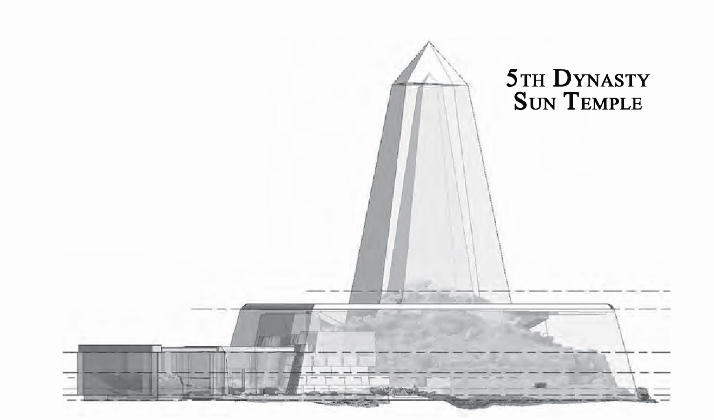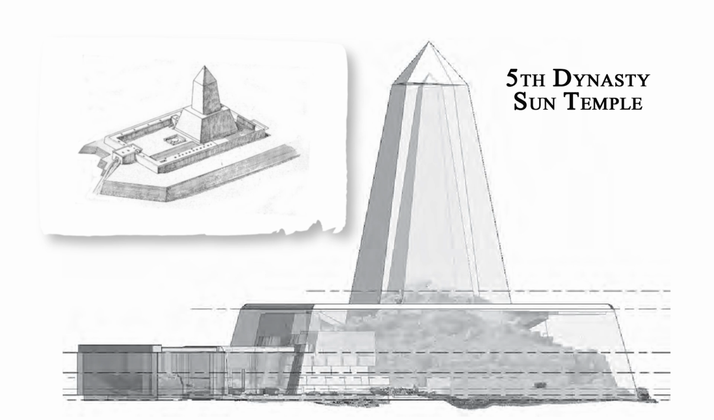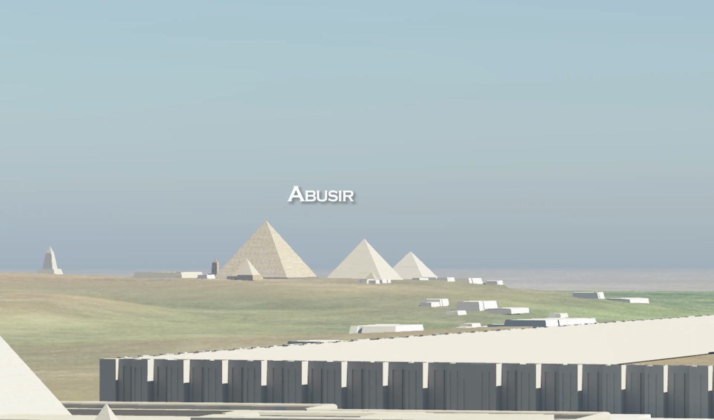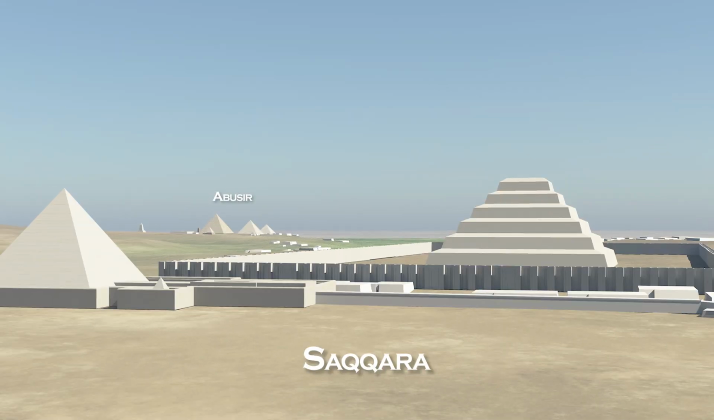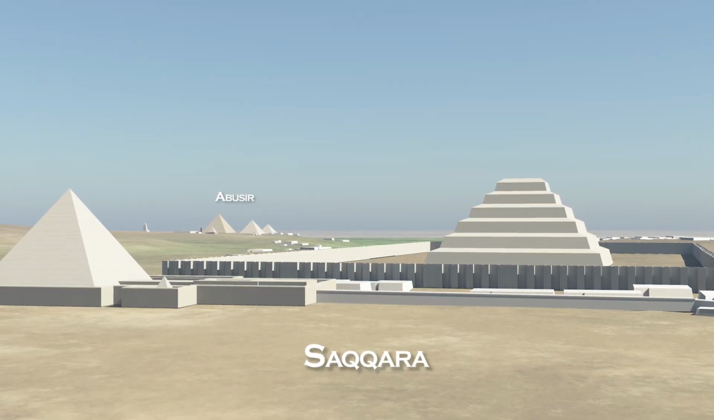Menkauhor was the last pharaoh to build a sun temple. His successors, Djedkare and Unas, abandoned this practice as the cult of Ra declined at the expense of that of Osiris. Given the paucity of documents relating to Menkauhor's sun temple, it probably functioned for only a short time or was never completed.